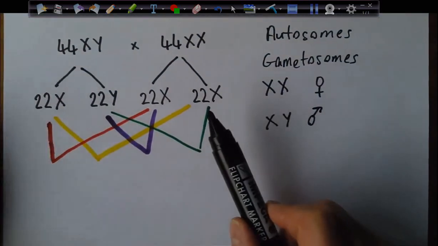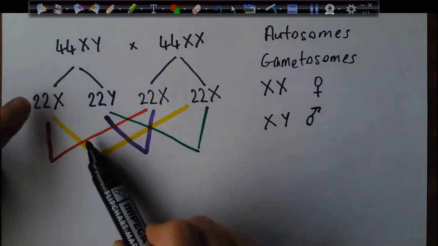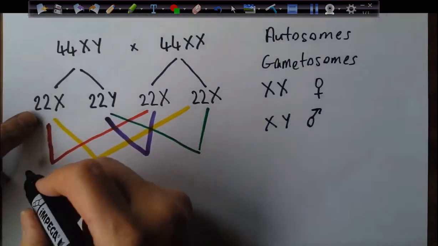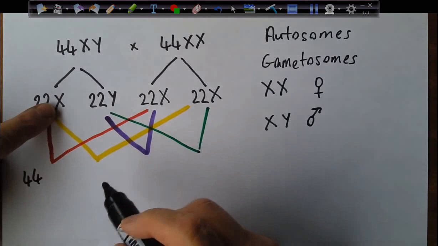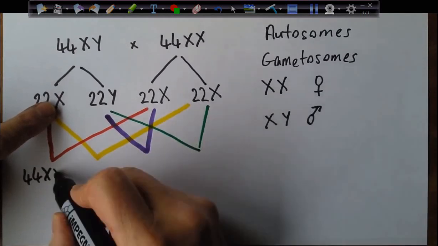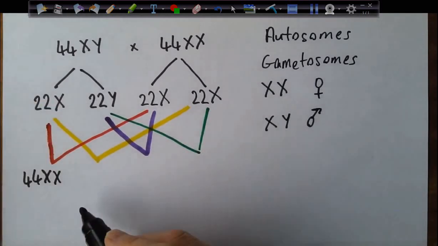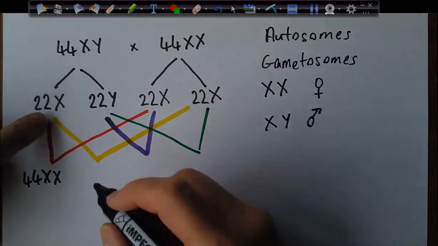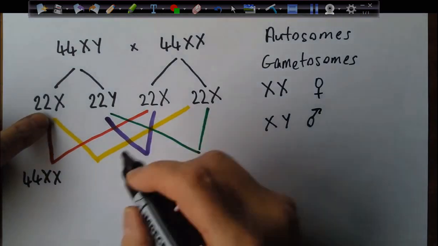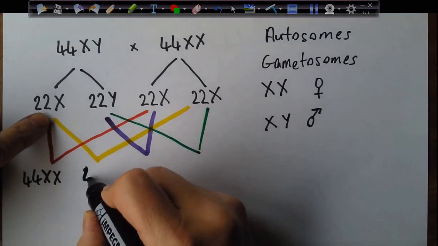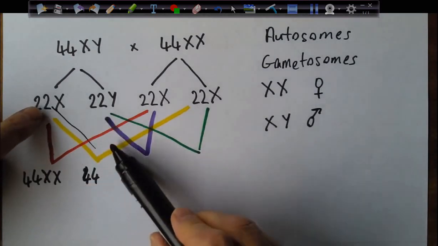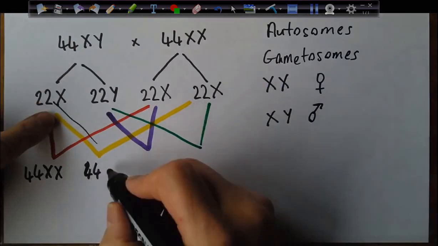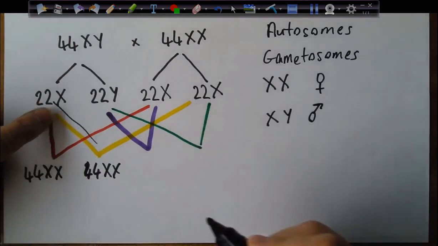Let's work out what happens if it's this one. So we've got 22 plus 22 gives us 44 again. And there we get an X from that sperm, and we get an X from that ovum. So there we have 44XX, which of course is a female. But if it was that one there, 22 and 22 gives us 44. And again, that one contains an X, and that one contains an X. So that's XX again. So that's going to be a baby girl.